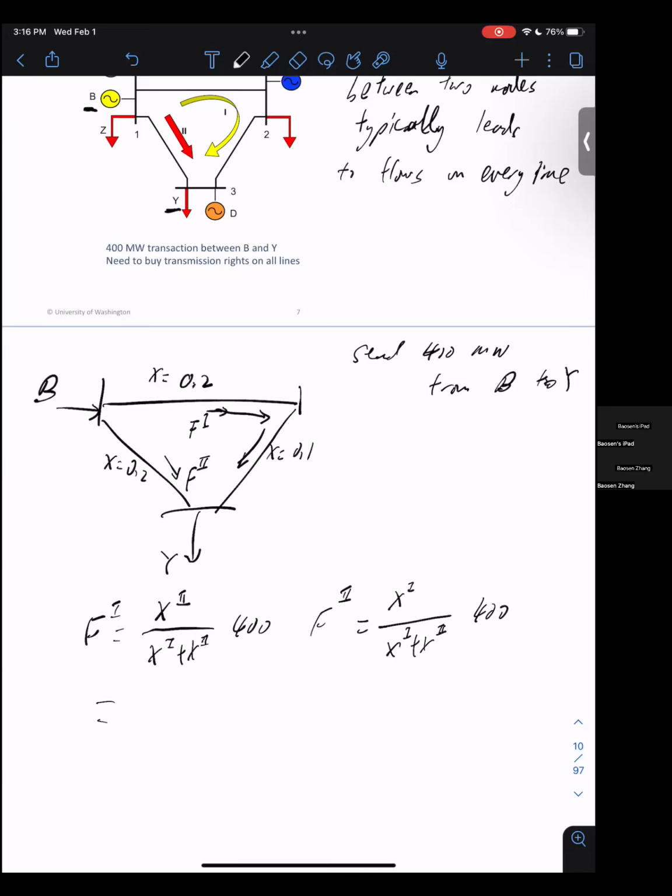Okay, so this is 0.2 over 0.3 plus 0.2. This 0.3 comes from summing this 0.2 and this 0.1. That's where the 0.3 comes from. Okay. Any questions? Later in class, you'll be doing a lot of this. Okay, good.